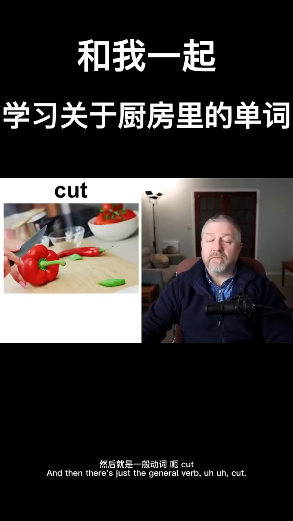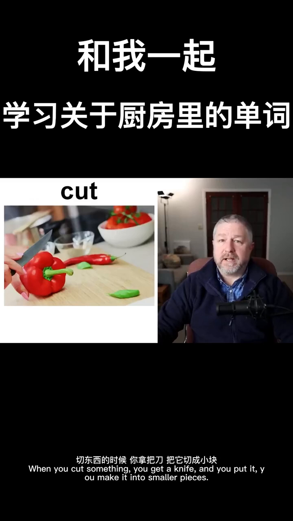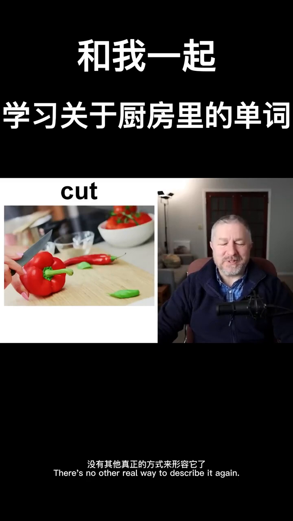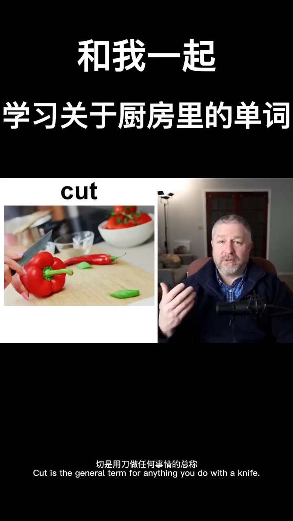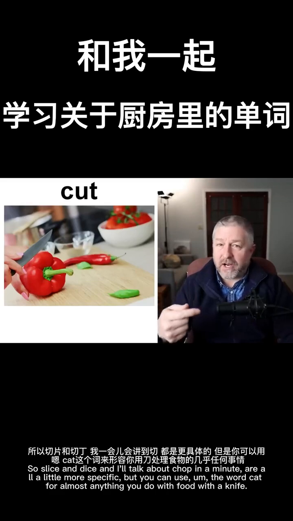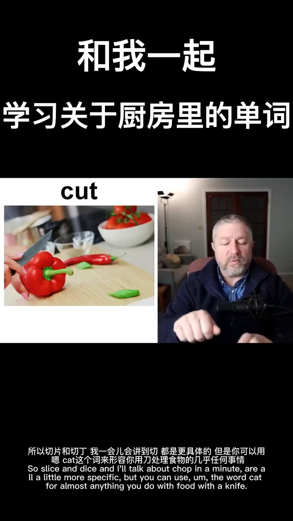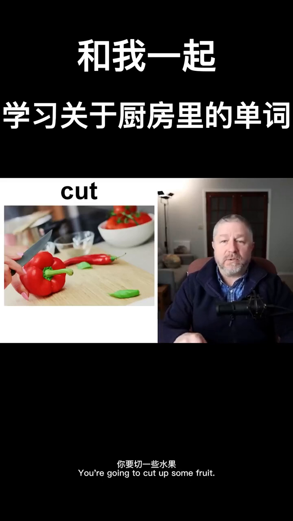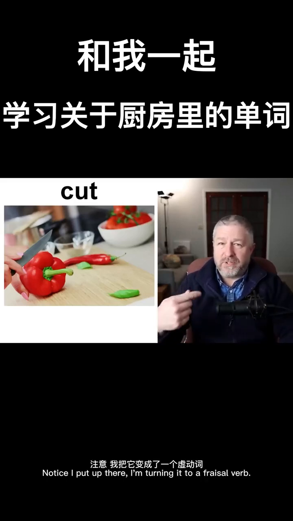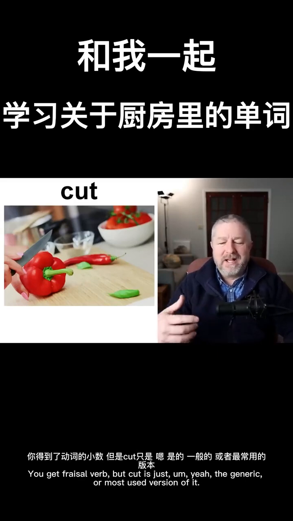And then there's just the general verb cut. When you cut something, you get a knife and you make it into smaller pieces. There's no other real way to describe it. Again, cut is the general term for anything you do with a knife. So slice and dice, and I'll talk about chop in a minute, are all a little more specific, but you can use the word cut for almost anything you do with food with a knife. You're going to cut up some vegetables. You're going to cut up some fruit. Notice I put up there. I'm turning it to a phrasal verb. But cut is just the generic or most used version of it.